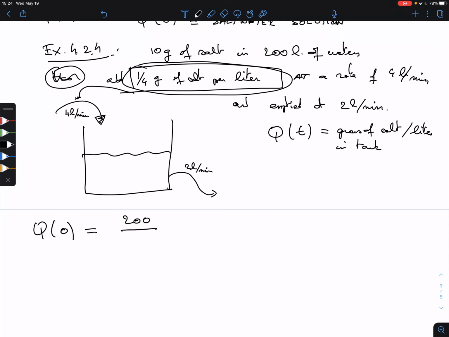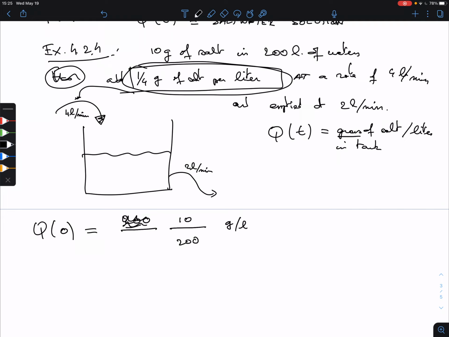I'm sorry. Let me figure out here. Okay. So 200. No, sorry. The concentration is grams per liter. That's what I was trying to check. It's grams per liter, right? So it's how much salt we have. We had 10 grams of salt, and we had 200 liters. So this is grams per liter. I have to make sure that my numbers fit the units.